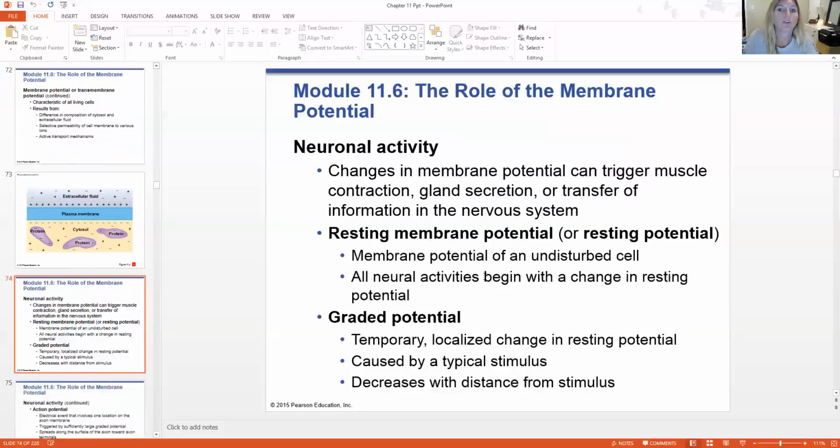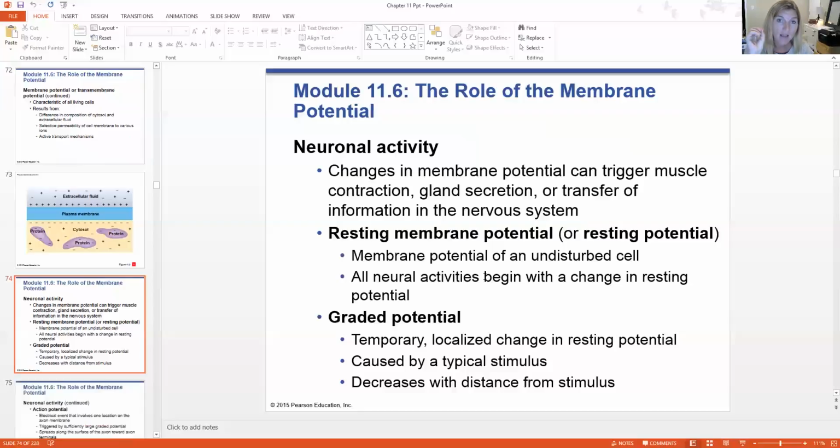That's it. So let's talk about the role of the membrane potential in neuronal activity. Basically, changes in that membrane potential can trigger a muscle contraction, gland secretion, or transfer of information. So we have this idea of a resting membrane potential, or RMP, or resting potential. This is when a cell is undisturbed, its natural distribution of charges across the membrane. It varies from cell to cell. Typically, muscle cells and nerve cells have the same generalized resting membrane potential.